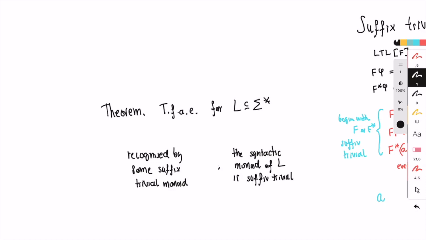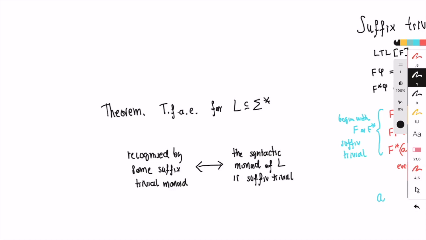These two are clearly equivalent. Well, if the syntactic monoid is suffix trivial, then some recognizing monoid is suffix trivial. But for the converse implication, if you look at the Myhill-Nerode theorem, it says that if you take any recognizing monoid, then you can get the syntactic monoid by first restricting to a submonoid, namely the image of the corresponding homomorphism, and then taking a quotient.